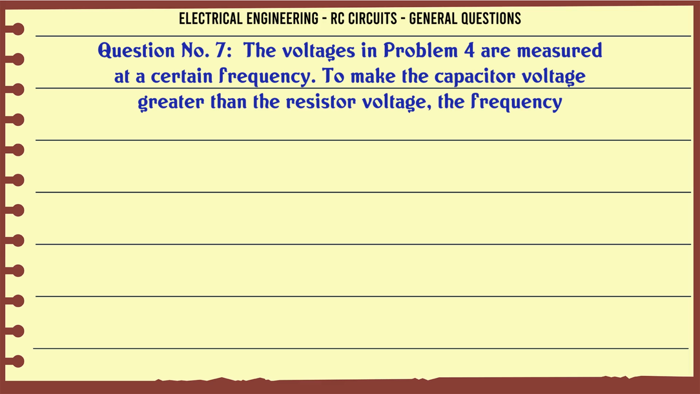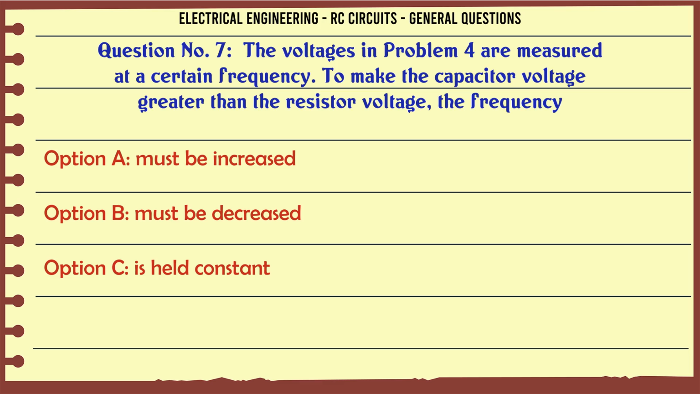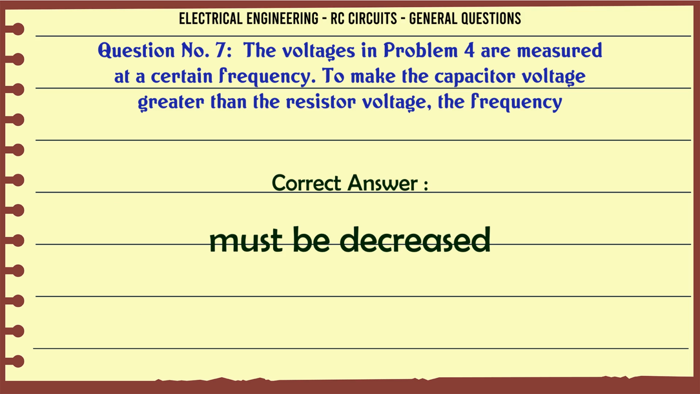The voltages in problem 4 are measured at a certain frequency. To make the capacitor voltage greater than the resistor voltage, the frequency A) must be increased, B) must be decreased, C) is held constant, D) has no effect. The correct answer is must be decreased.